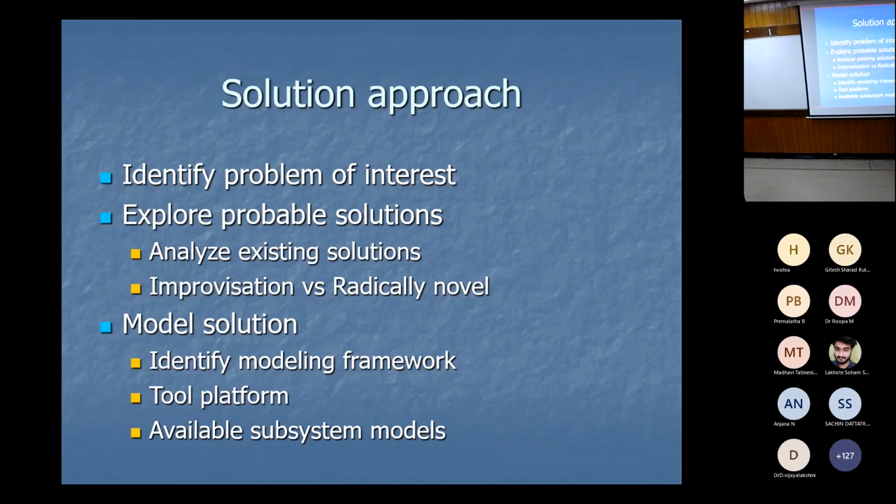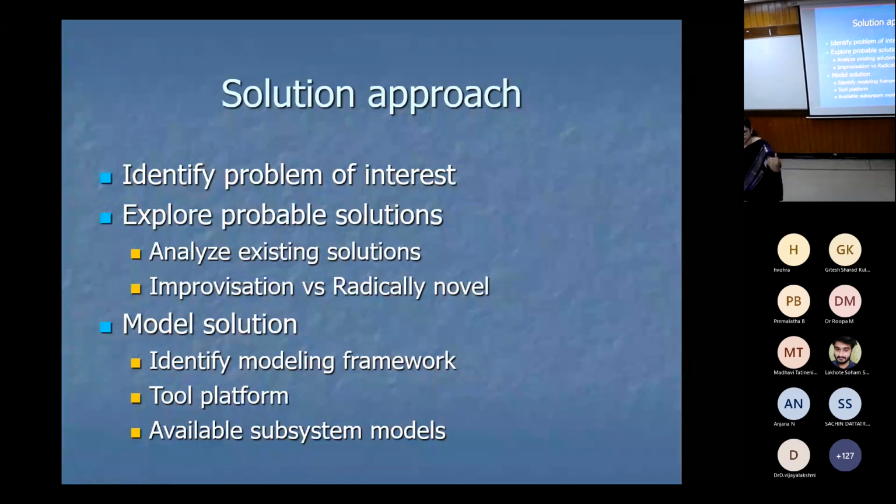Okay, you don't have to design it from scratch. See the available options, like improvisation. If there is a solution available, see if you can improve it, or do you really need a radically different solution for it? So you explore, and that's the exploration part. Then comes the model solution, where you identify a modeling framework. So how do you exactly work it out? If this is the problem, what kind of solution would you really dream of? So that is another thing.